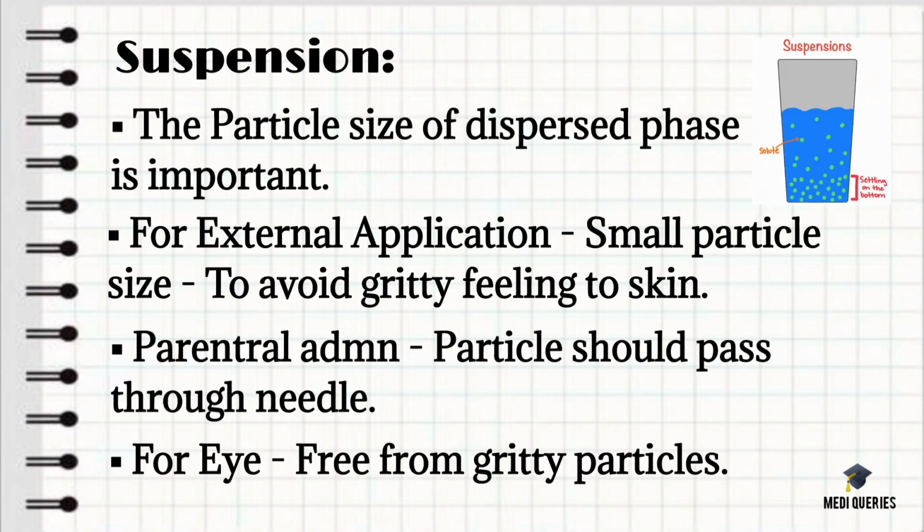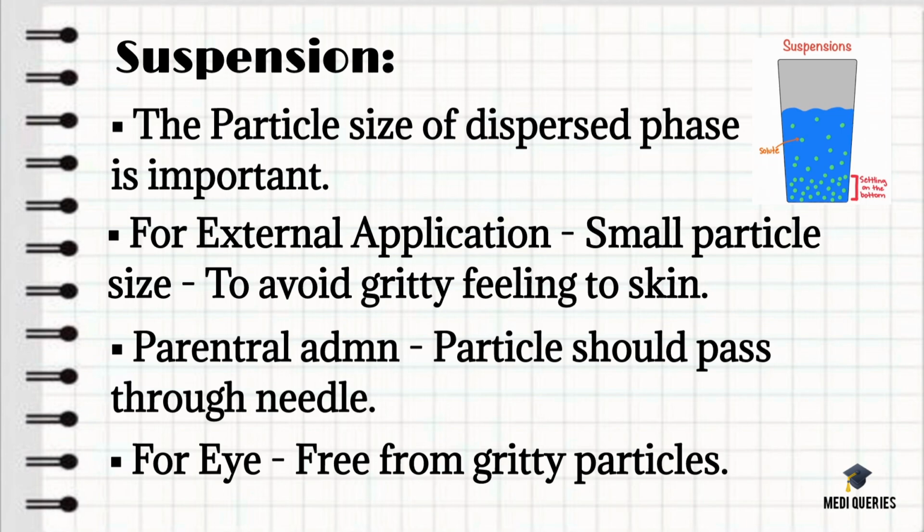Suspensions made for parenteral applications should have a particle size that can pass through the needle. That is the specification here. And suspensions which are instilled into the eye should be free from gritty particles to avoid irritation, pain and discomfort to the eye. Like that, we have to maintain the particle size. The particle size of the suspended particles should not go beyond 10 microns, according to the IP specifications.